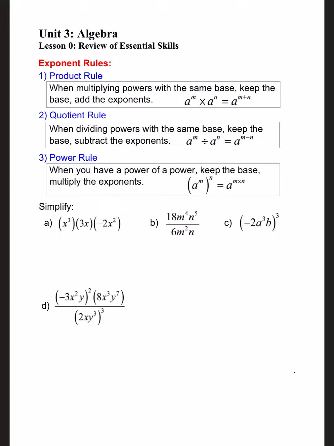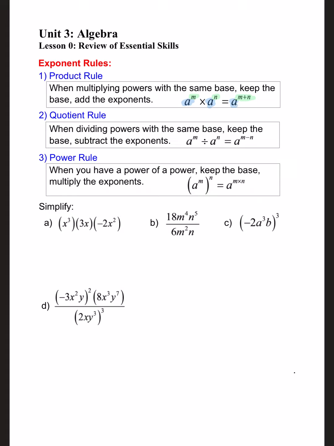When you're multiplying powers with the same base, you're going to keep the base the same and you're going to add the exponents. So what I mean by that is this power has a base of a, and then we have some powers of m and n. So when we multiply them, what we'll do is we'll keep the base exactly the same, so the base would stay as a, and then our exponents will add together.